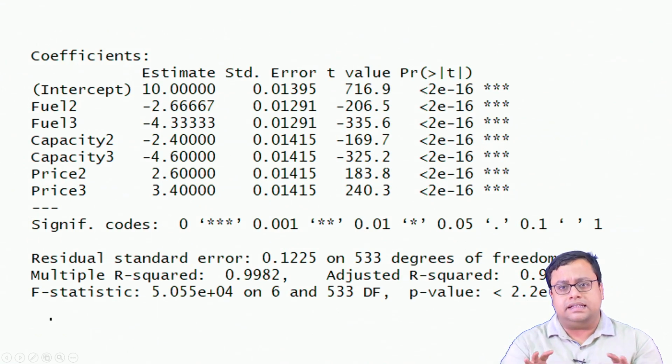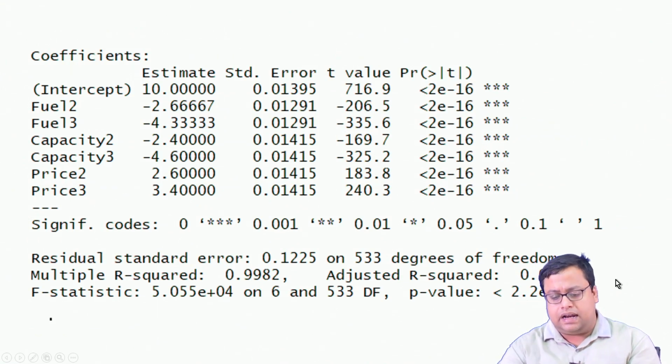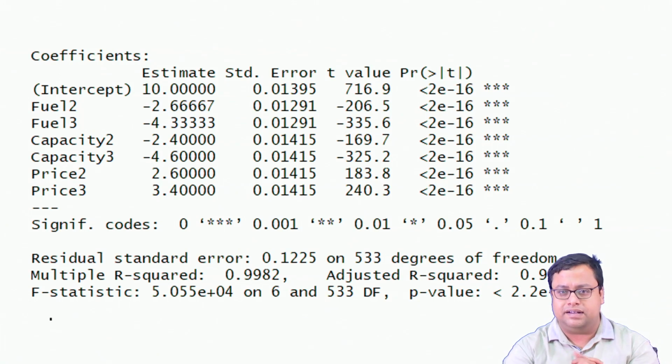So, this is the PPT. If you see, our F statistic is actually 5055, which is pretty high. The p value corresponding to the F statistic is lower than 0.05. So, we are happy with this regression. Our adjusted R square is very high, 0.9982, that is also something that makes us happy, and then this is the regression that I get.